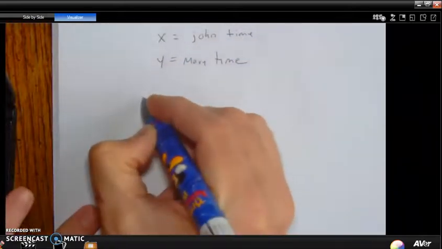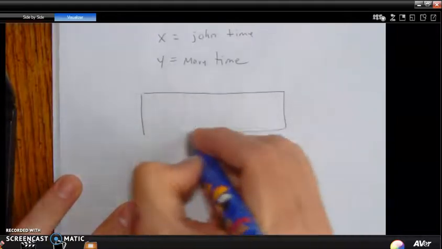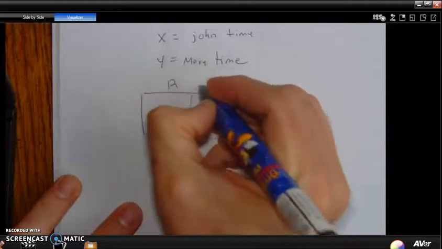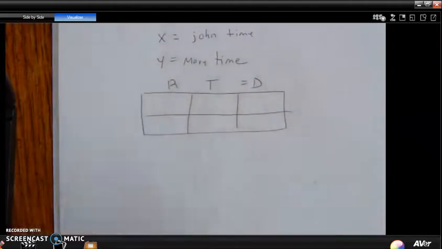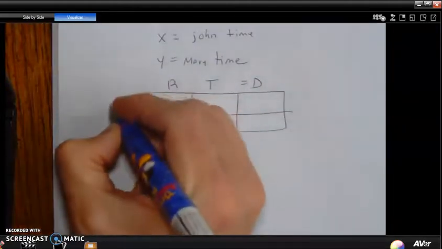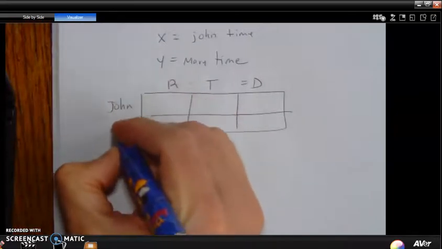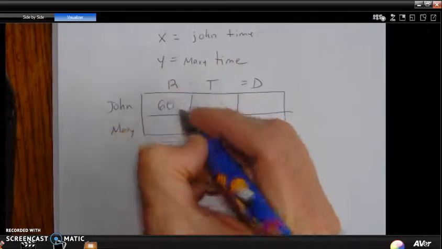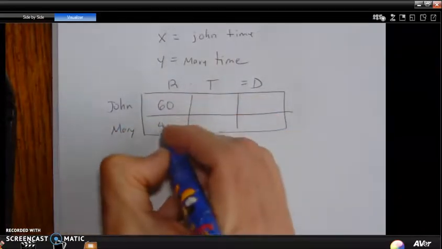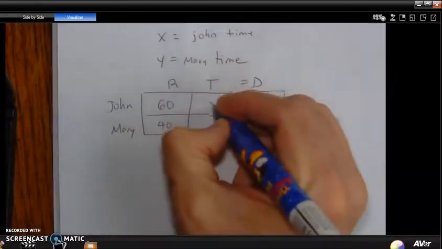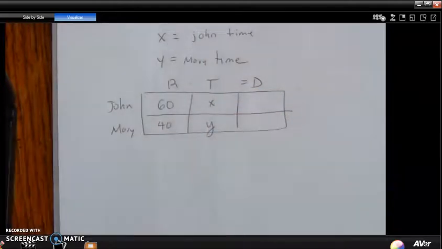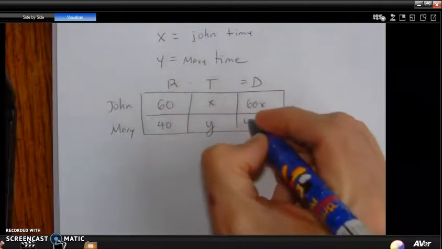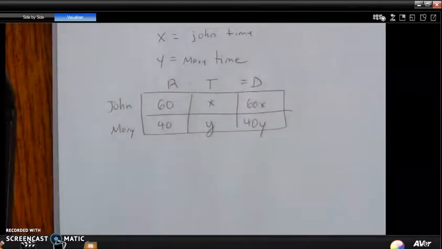And so with these two variables, I can set up a 2x3 table to organize rate times time equals distance. We have John and Mary. For free, they give us that John's going 60 miles per hour and Mary's going 40 miles per hour. I have x and y for those times. Those are our knowns. And so then 60x and 40y would be those distances.